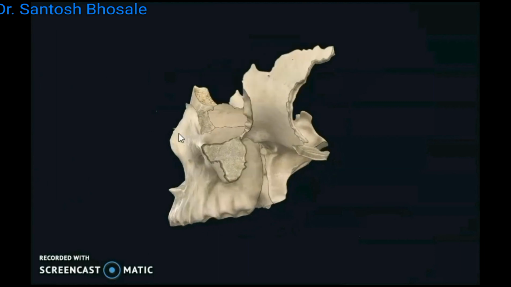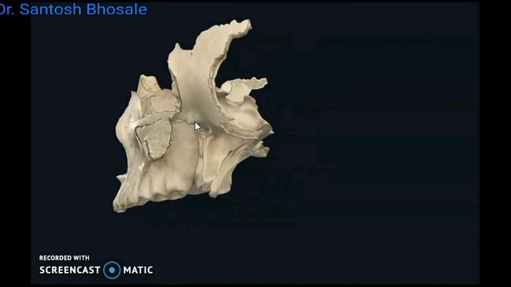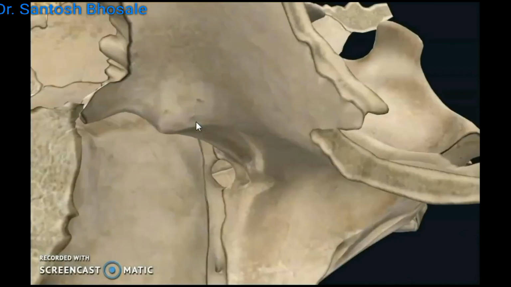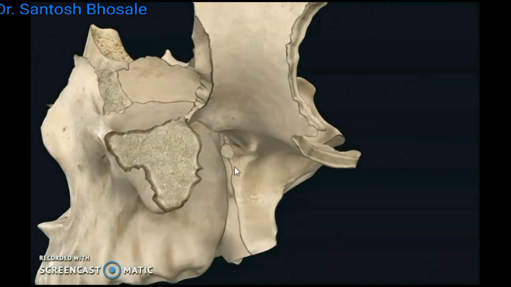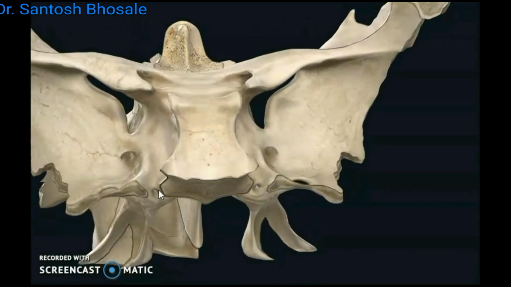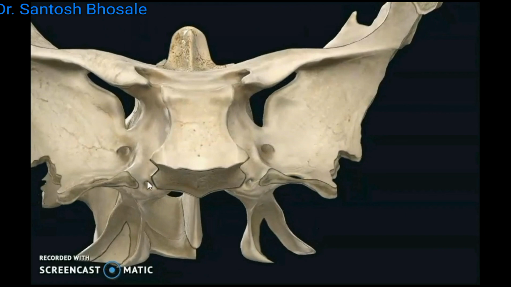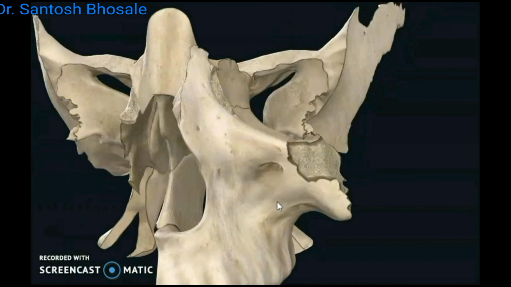If you isolate this fossa, what are the boundaries? Above and behind it is formed by the sphenoid: the pterygoid plate and the greater wing of sphenoid. Anteriorly you are seeing the maxilla, root of the pterygoid plate, medially the palatine bone. Laterally it is open into the infratemporal fossa by the pterygomaxillary fissure, where the pterygoid and maxilla meet. The roof is formed by the greater wing of sphenoid, containing the foramen rotundum and the pterygoid canal, which we'll discuss.